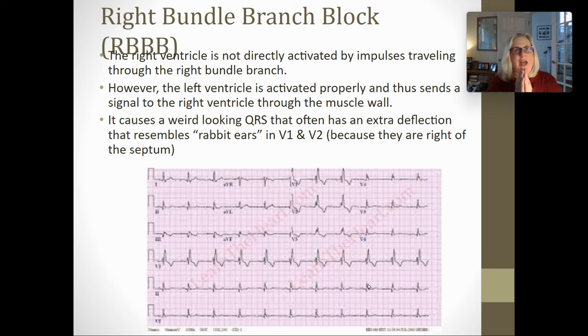And remember that V1 and V2 are placed on the anterior part of the heart, just right of the septum. And V3 and V4 are placed on the anterior part of the heart, left of the septum. So because this is interfering with the right bundle branch, we're going to see a change in V1 and V2. You're going to see what's called a rabbit ear phenomenon. It's called an RSR, really. I call it rabbit ears. I have a better picture on the next slide here.